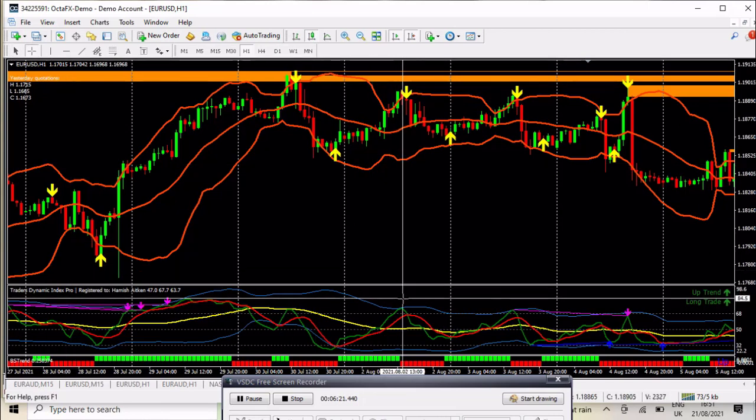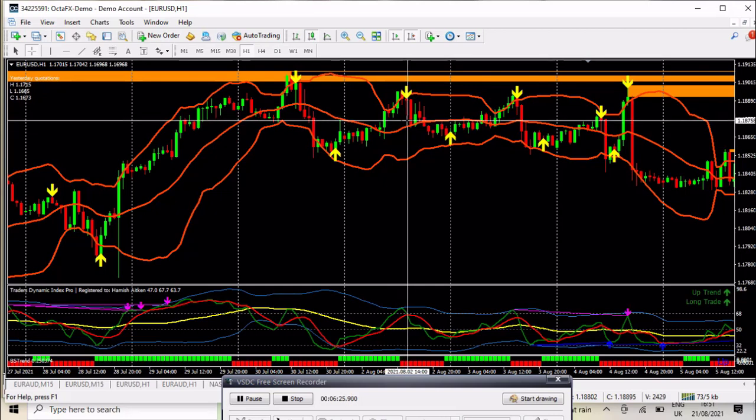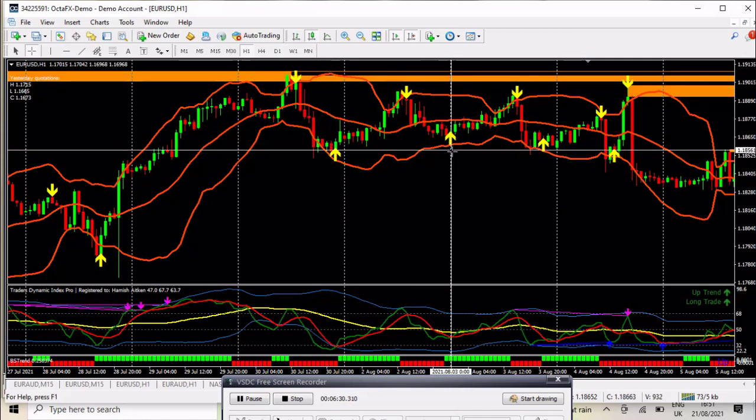At this point, everything was in agreement. Everything was in agreement, so you can place your sell here and wait until this yellow arrow appears. So this is how to use it.